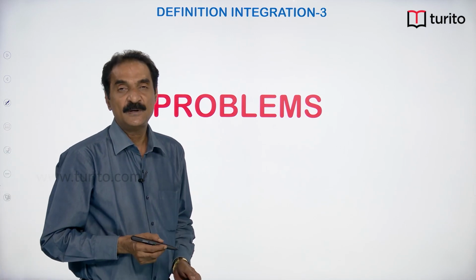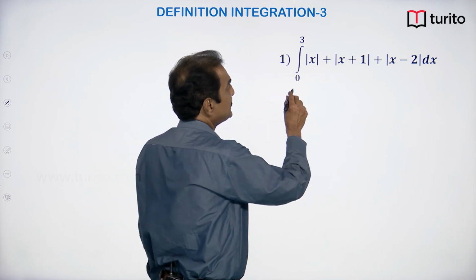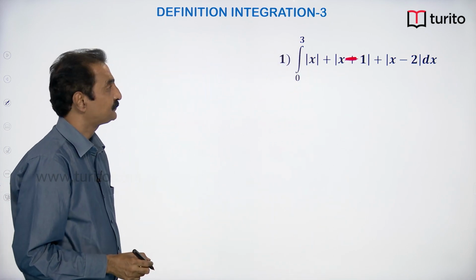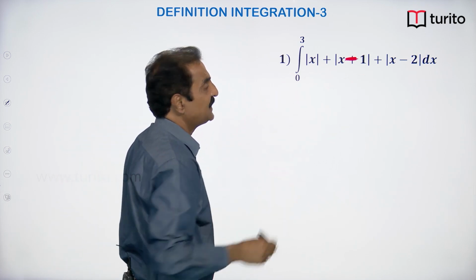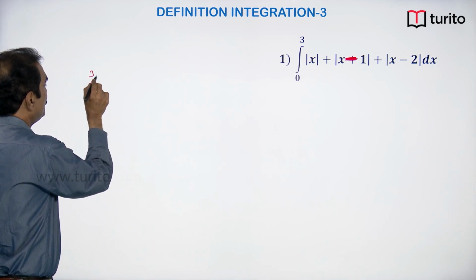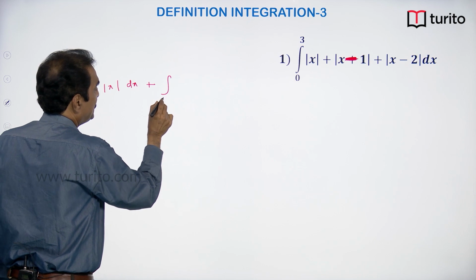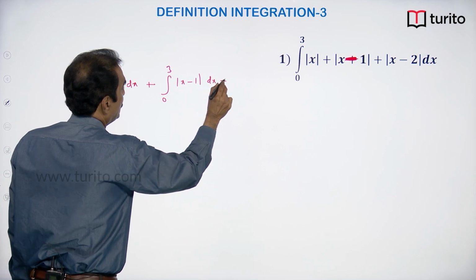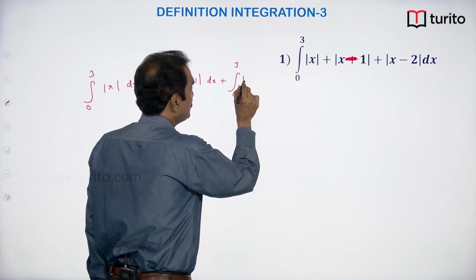Now, let us continue solving problems. Integral 0 to 3 of mod x plus mod x minus 1 plus mod x minus 2. Here, first you separate the integrals. Integral 0 to 3 mod x dx plus integral 0 to 3 mod x minus 1 dx plus integral 0 to 3 mod x minus 2 dx.